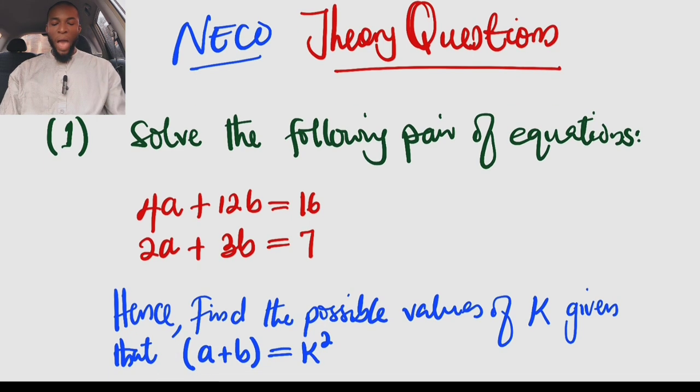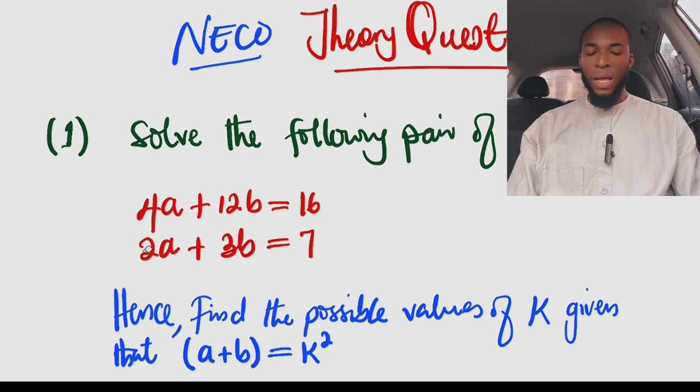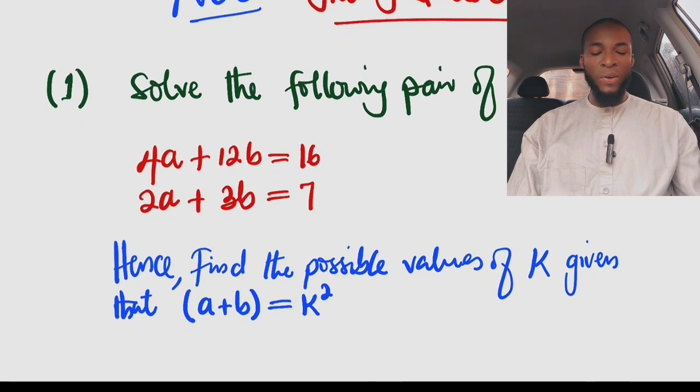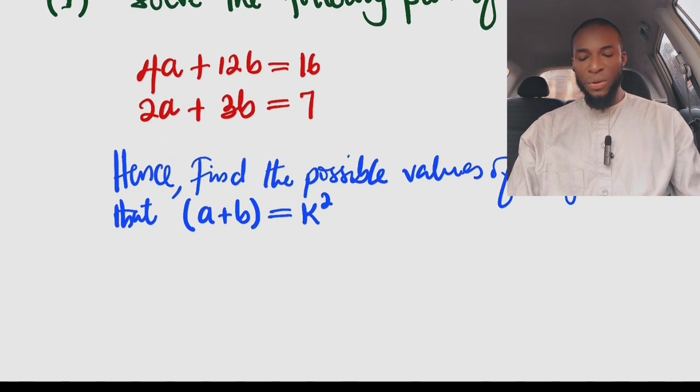Question number 1, we are asked to solve this system of equations: 4a plus 12b equals 16, and the second equation is 2a plus 3b equals 7. Hence, we are asked to find the possible values of k given that a plus b is equal to k squared. Alright, let us begin with the system of equations.